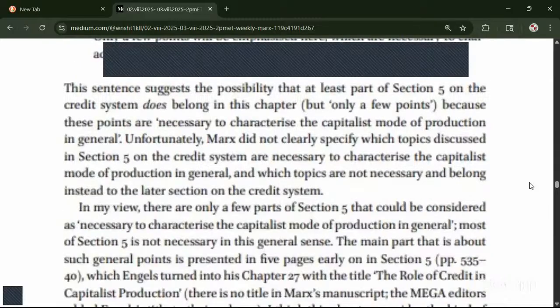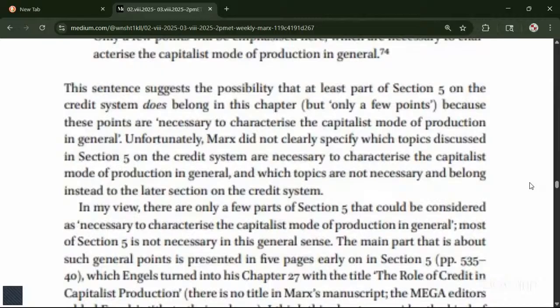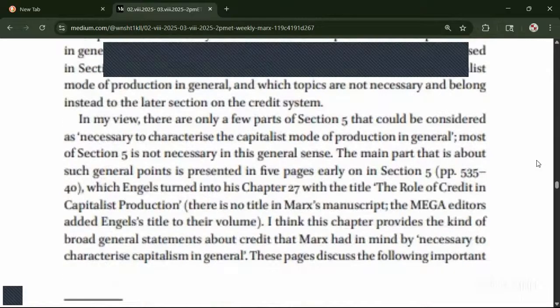In Moseley's view, there were only a few parts of section 5 that could be considered as, quote, "necessary to characterize the capitalist mode of production in general," unquote. Most of section 5 is not necessary in this general sense. The main part that is about such general points is presented in 5 pages early on in section 5, that is, pages 535 to 540, which Engels turned into his chapter 27 with the title, "The Role of Credit in Capitalist Production." There is no such title in Marx's manuscript. The MEGA editors added Engels' title to their volume.